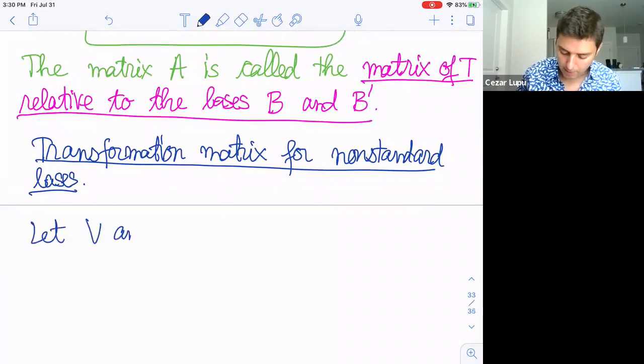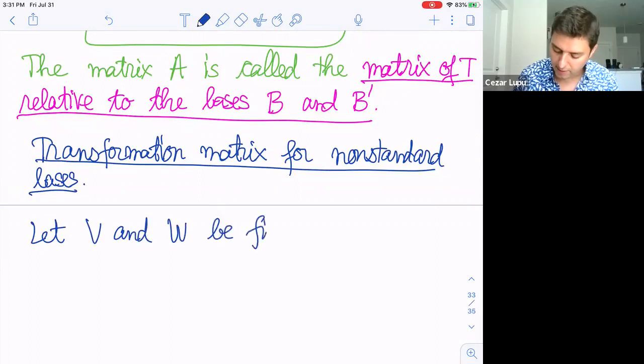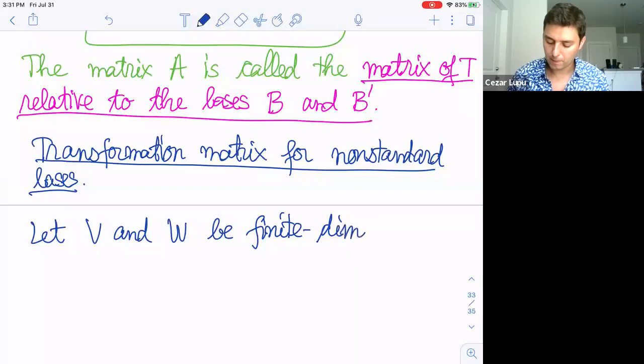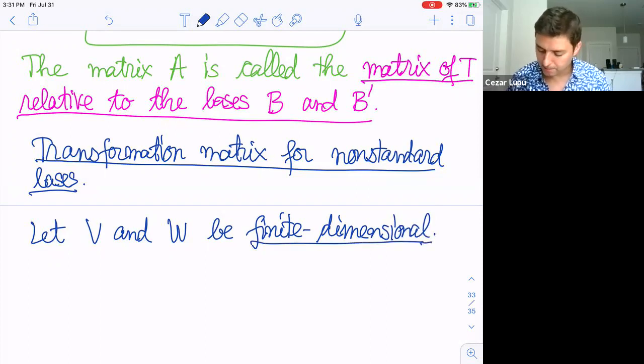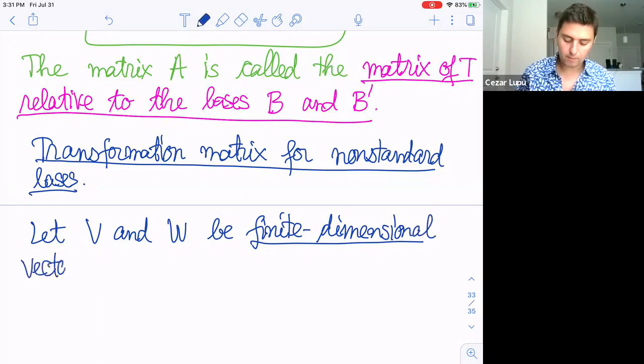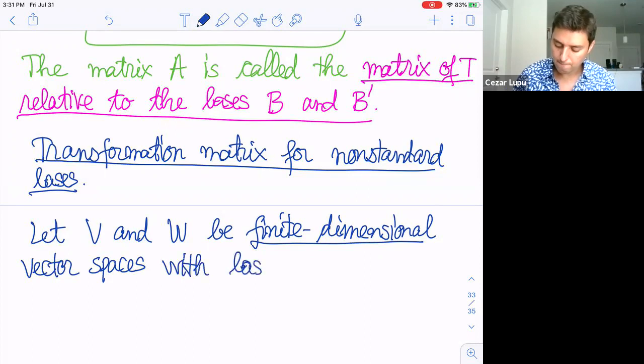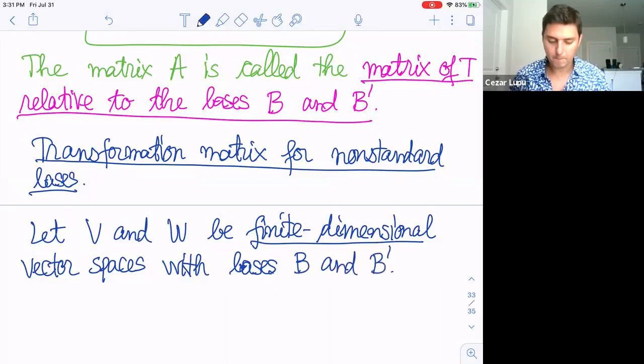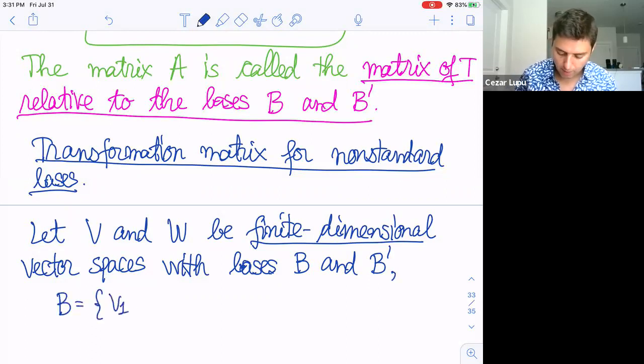Let V and W be finite dimensional (this is important) vector spaces with bases B and B prime, where B will consist of these vectors, V1, V2, all the way to Vn, right?